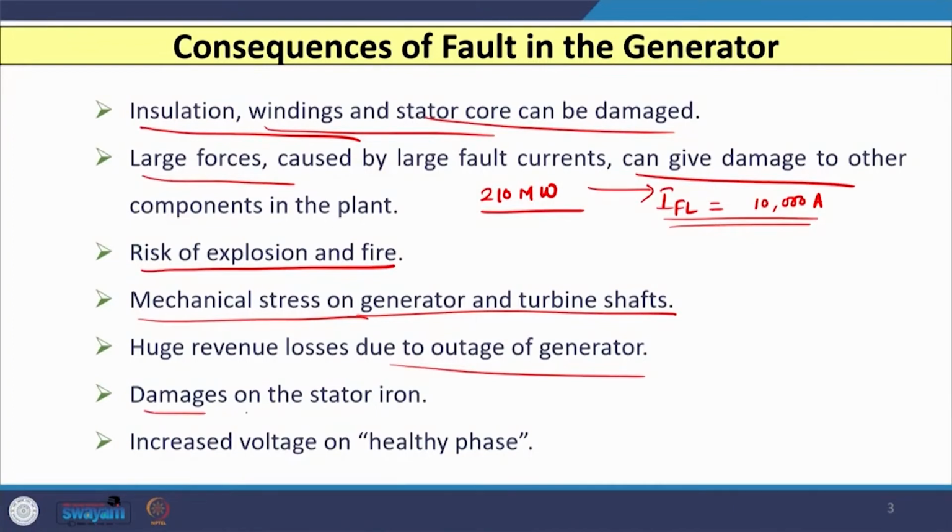Sometimes there is damage to the stator iron, and the other thing which is observed is, if a fault is there in one of the phases or one of the windings, then the other two winding voltages can be increased. So, earlier for the protection of large generators, electromechanical and static relays were widely used.